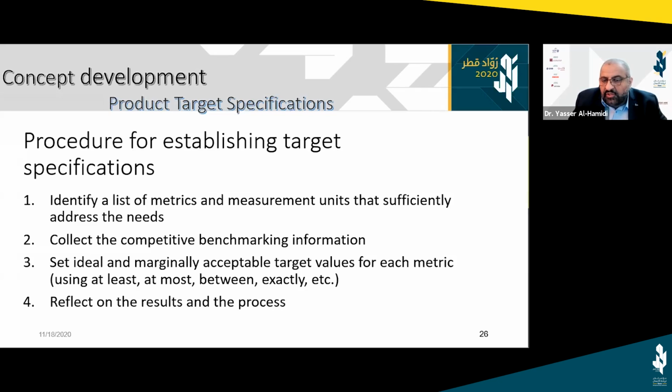Now here, this relationship between the customer needs and these newly established metrics is central to the entire concept of specifications. As I mentioned just now, these target specifications will be the language you use among the development team members to position your product compared to other competitive products.